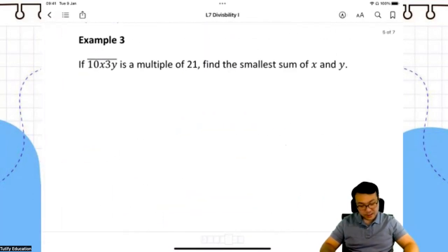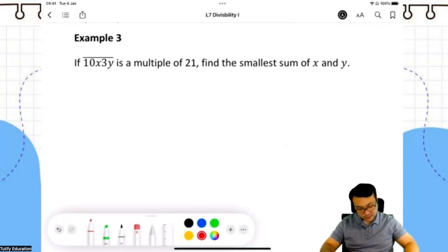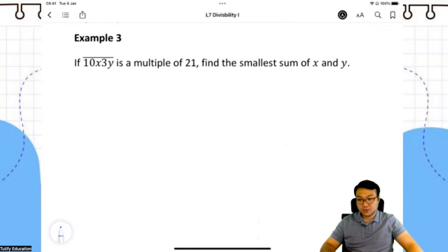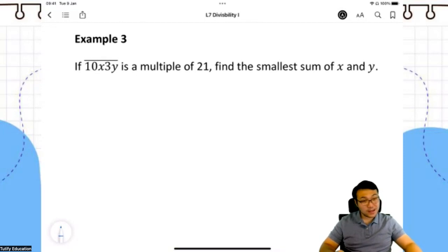Moving on to example 3. All right, students, they're giving us a 5-digit number. They are not telling you what is the third digit and what is the 5th digit. And they're asking you to find x and y, right? It says that 10x3y is a multiple of 21, which means that it is divisible by 21. Is there a divisibility rule for the number 21? I don't think so. So what can we do? Anybody knows? Raise your hand.